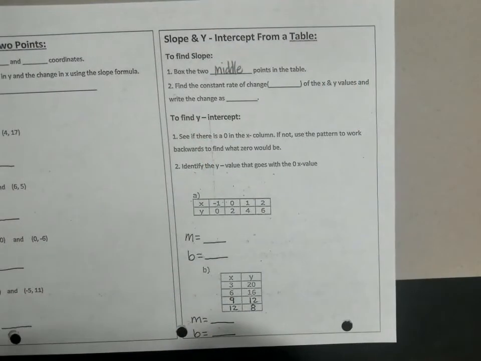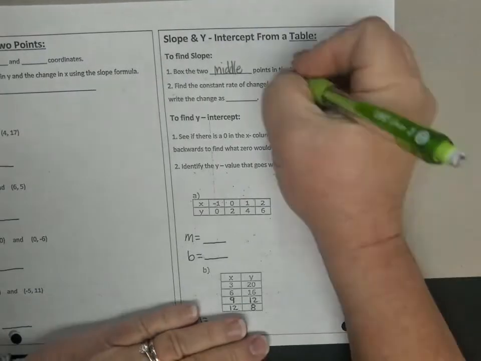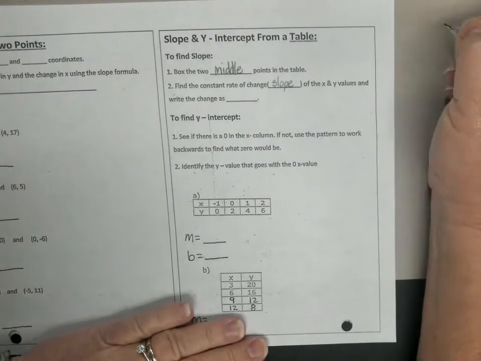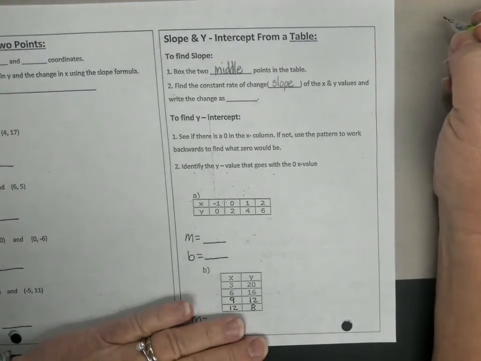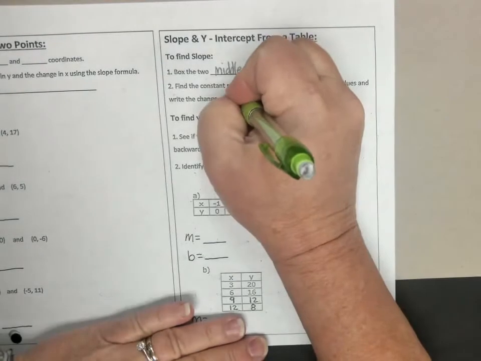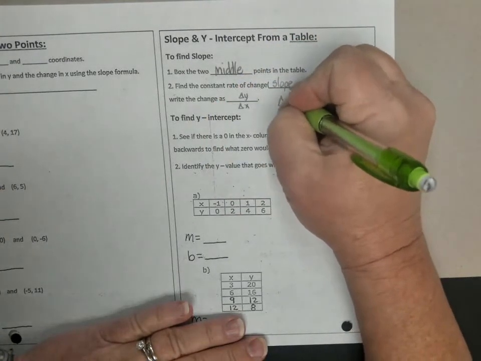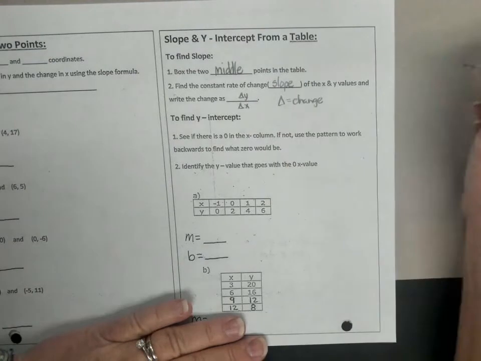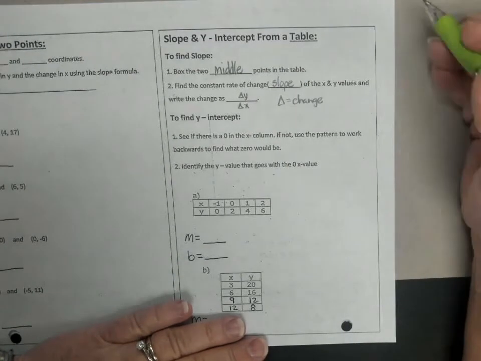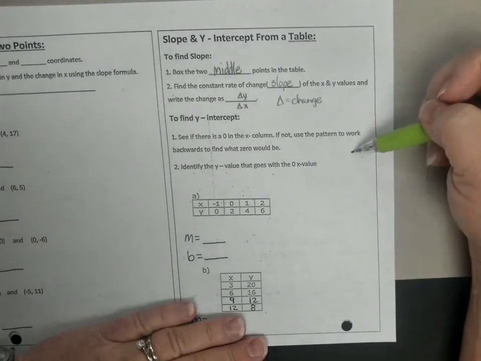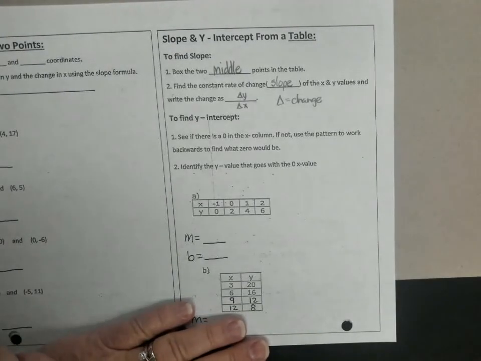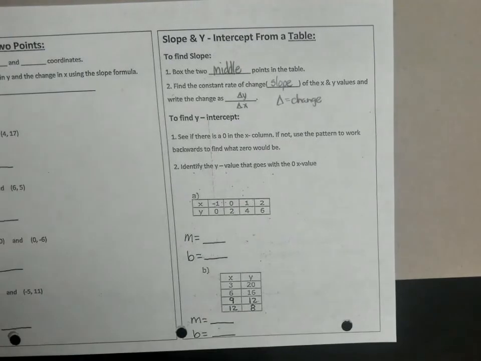All right, here's your steps. Find the constant rate of change, which is your slope, of the x and y values, and write the change as the change in y over the change in x, and this little triangle is going to mean change, okay? So that is to find the slope. To find the y-intercept, you see if there is a 0 in the column. If not, use the pattern to work backwards to find what 0 would be. We will show you that in just a moment. Let's concentrate on slope, okay?